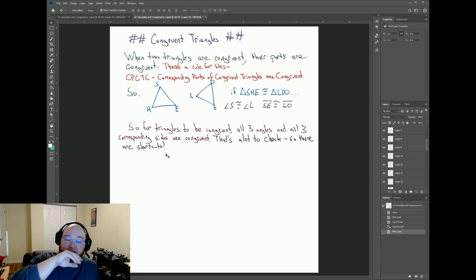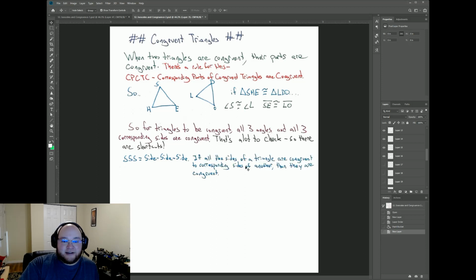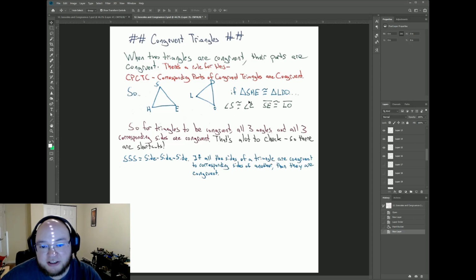For two triangles to be congruent, all three angles and all three corresponding sides are congruent. So if I wanted to show that two triangles are congruent, that's 6 different things we'd have to check: 3 angles, 3 different sides, and trying to make sure they're all the same. There are shortcuts, and these only work with triangles. First one's what's called SSS, which stands for side, side, side. If all the sides of a triangle are congruent to the corresponding sides of another, then they are congruent. Meaning that if I have two triangles and I know all the sides are the same, you don't have to check the angles, you only have to see the sides.